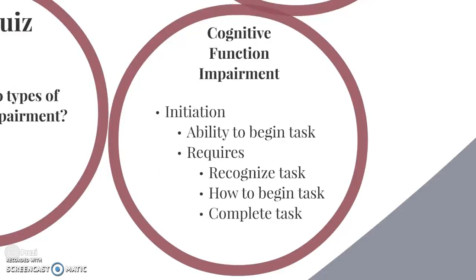Three common functions of the frontal lobe that are commonly impaired in a frontal lobe injury that have to do with cognitive function are initiation, planning, and organization. Initiation is your ability to begin a task. That would require a person to recognize that a task needs to be completed, then figure out a way to begin the task, and then actually complete the task.